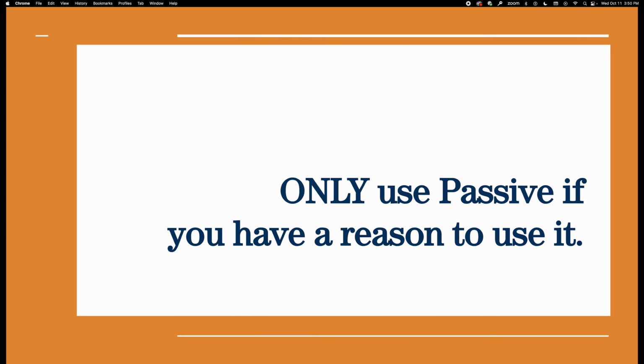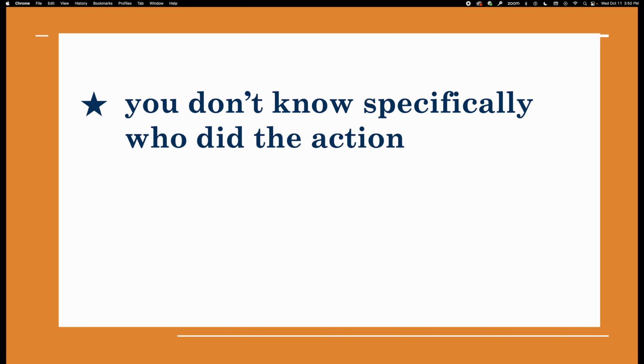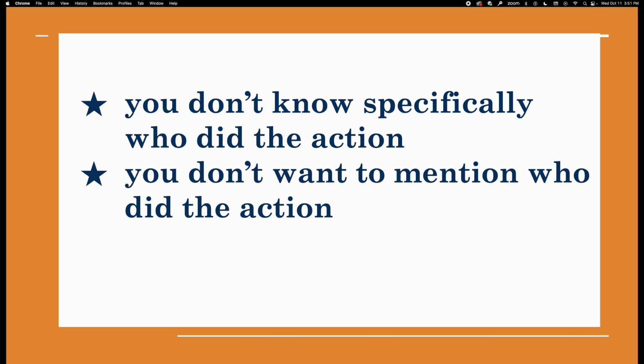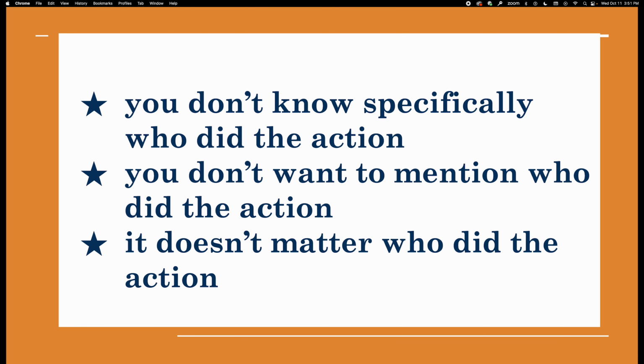Now, please only use passive in your writing if you have a reason to use it. And so some reasons are, you don't know who did the action, right? Leash the dog. The dog should be leashed. The car will be towed. I don't know who will do that. I just know it will happen. Sometimes you do know who did it, but you don't want to say who did it. Or it just doesn't matter. It could have been anybody. So generally, if you want to focus on the object for any of these reasons, choose passive voice.